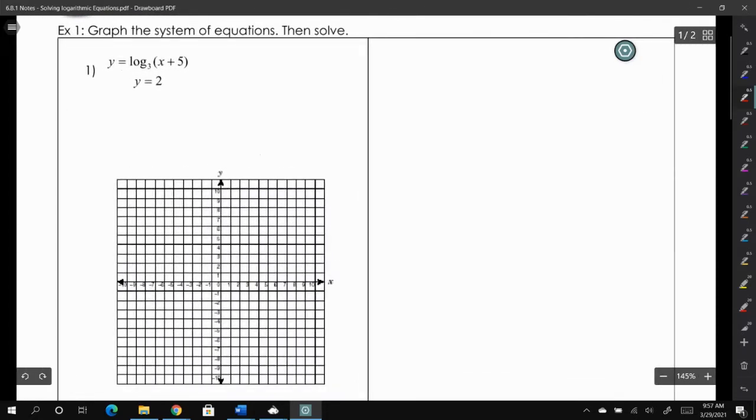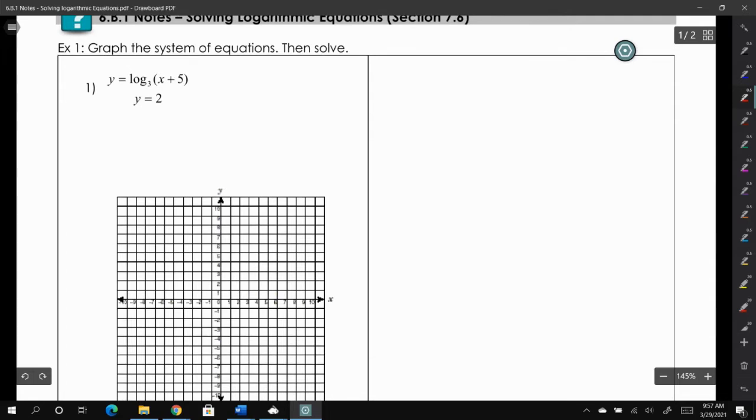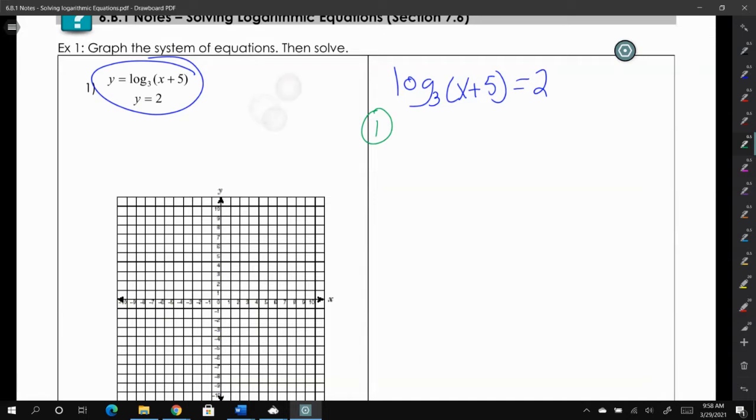So let's start by setting these two equations equal to each other, because remember, that's how you solve a system. You can set them equal to each other. So we're going to do log base 3 of x plus 5 equals 2. The first thing we're going to do is convert to exponent form.